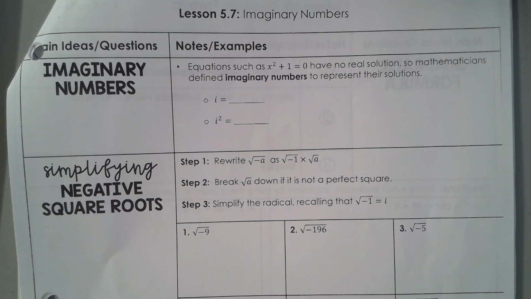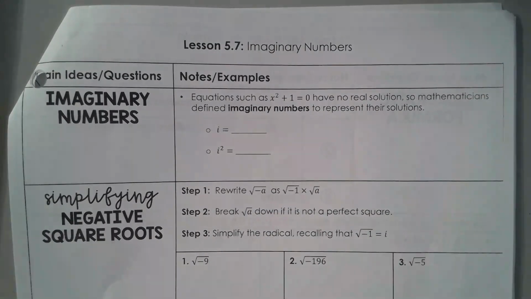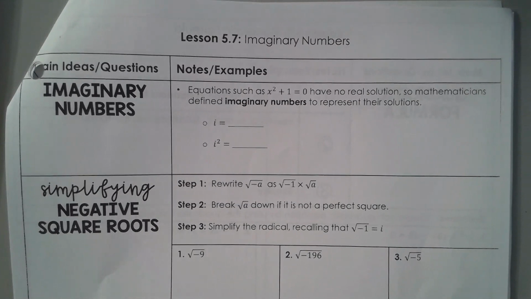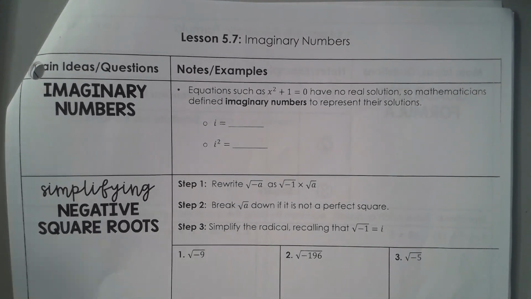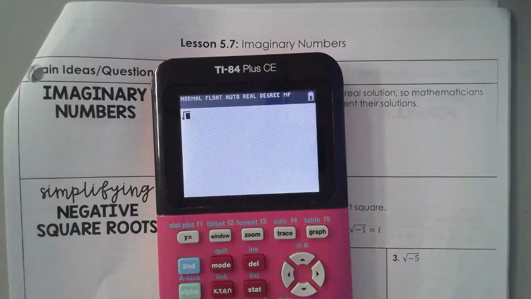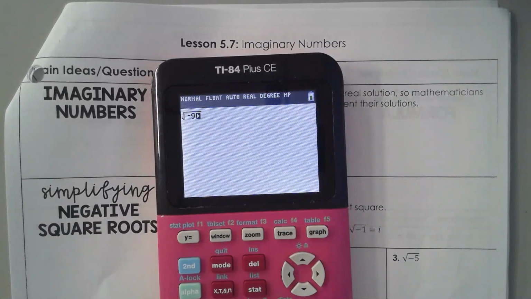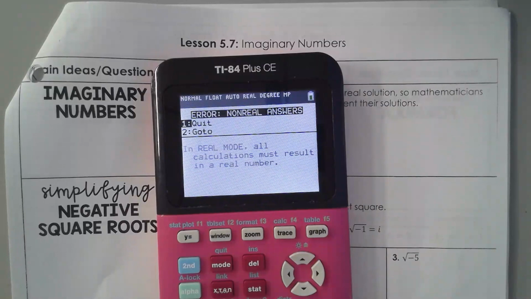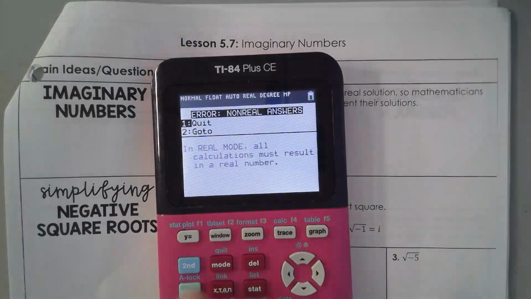Imaginary numbers. It has a lot to do with what we've been doing. So go to your calculator and type in the square root of -9. Probably going to get an error because you can't take the square root of a negative number.